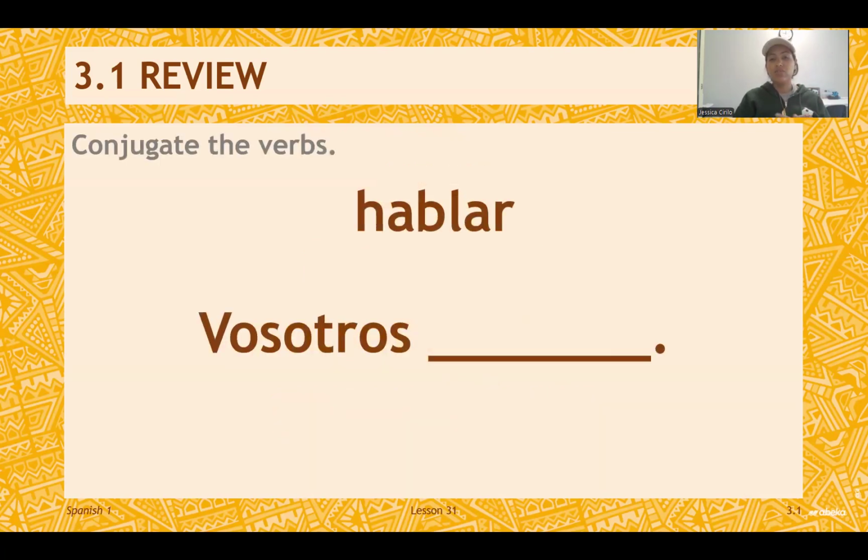Now, let's practice conjugating these other verbs that end in AR, okay? Hablar. Hablar means to speak. So this one, for vosotros, what do you do? Look at your table 3A. So it ends in AR, and for vosotros you have to make sure it ends in... So you get rid of the AR and add the ÁIS. Habláis, vosotros habláis.